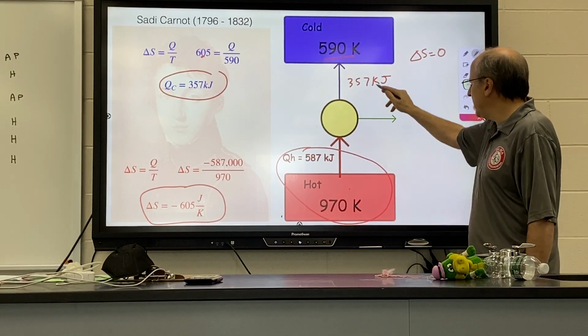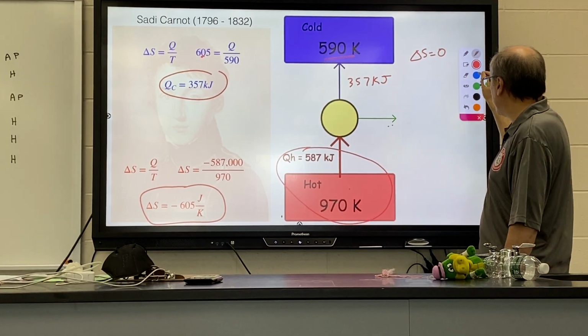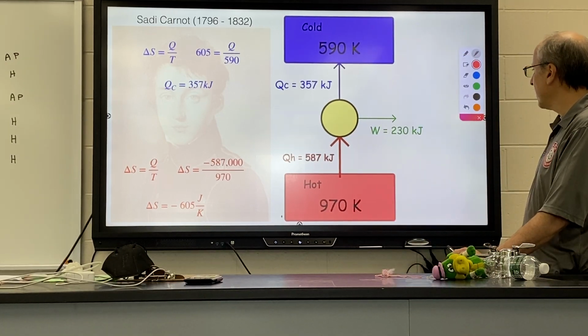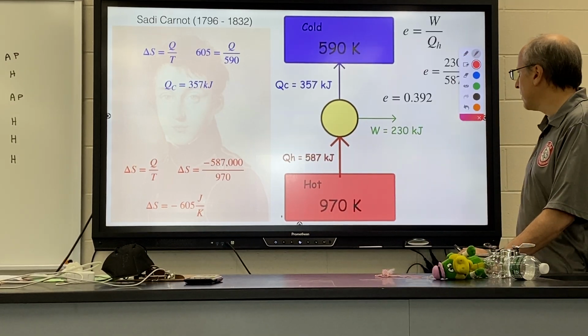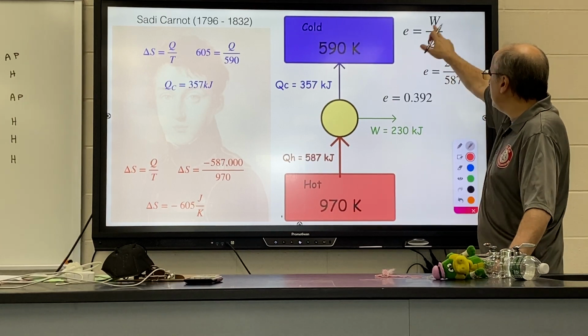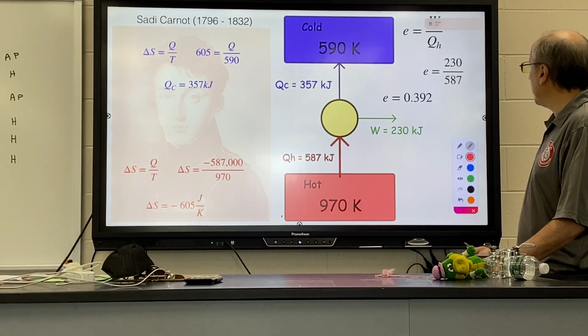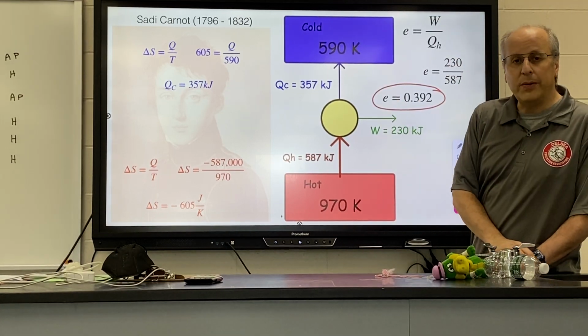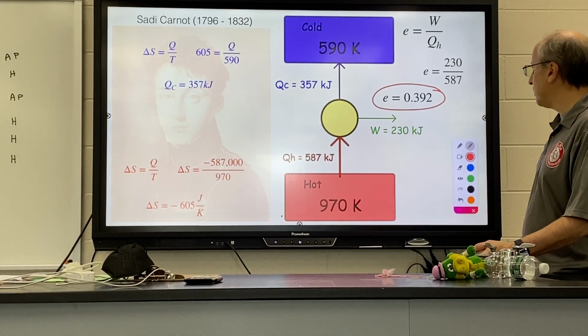Once we have this, we can work out how much work is going to come out of our system. And it would be 230. We can then find our efficiency using W over QH, and we see that for this configuration, we would get an efficiency of about 39%.